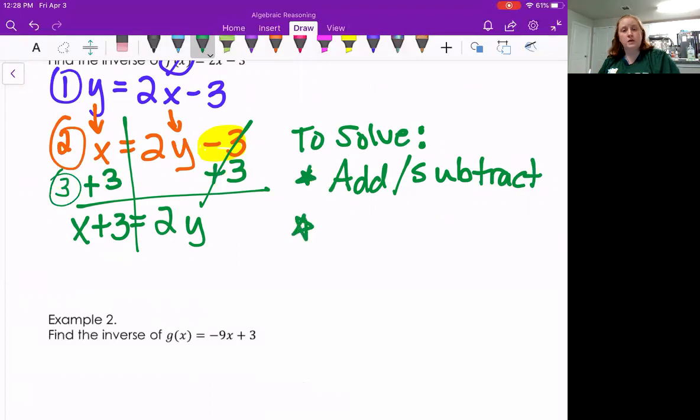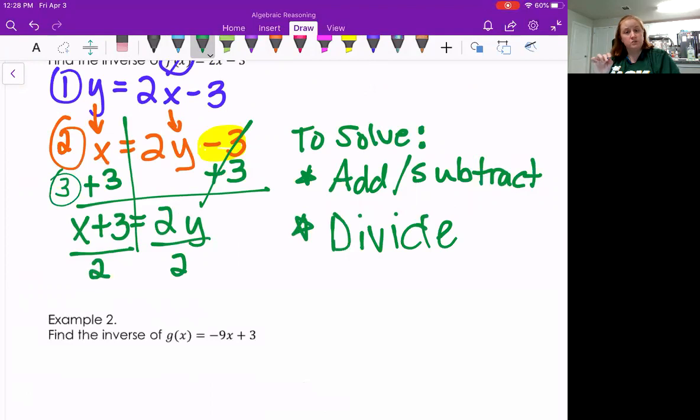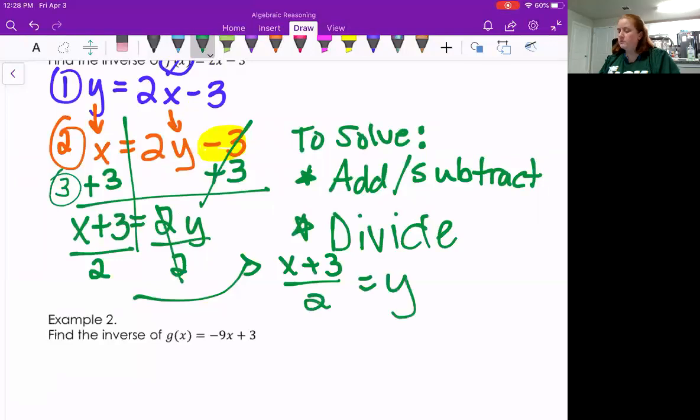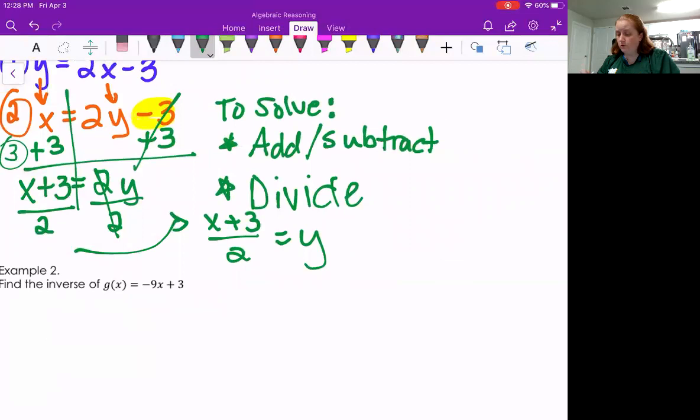Second thing, once there's nothing else that we need to add or subtract on the same side with the y, now it is divide. And we're going to divide by whatever is sitting in front of that y. So in this case, the number sitting in front of the y is a 2. So we're going to divide both sides of our equation. Notice I put the division bar all the way across x plus 3. So my 2's will cancel out. My new equation is x plus 3 over 2 is equal to y.